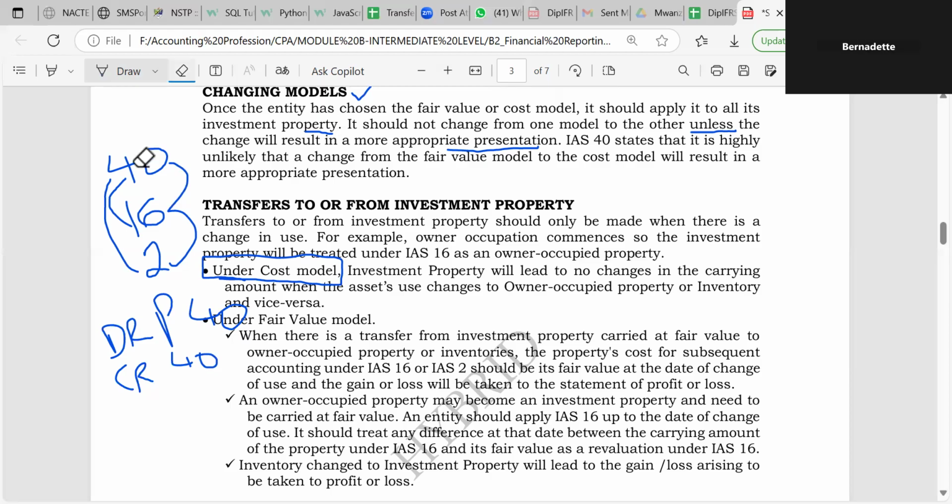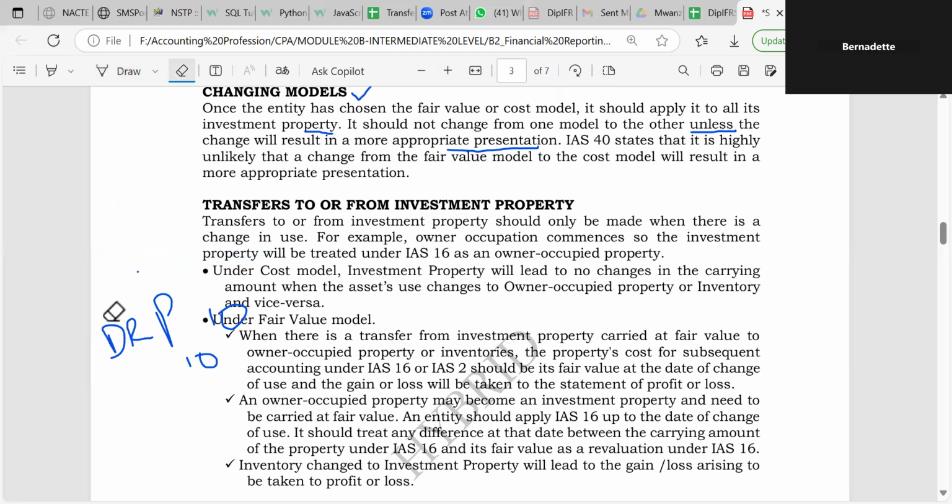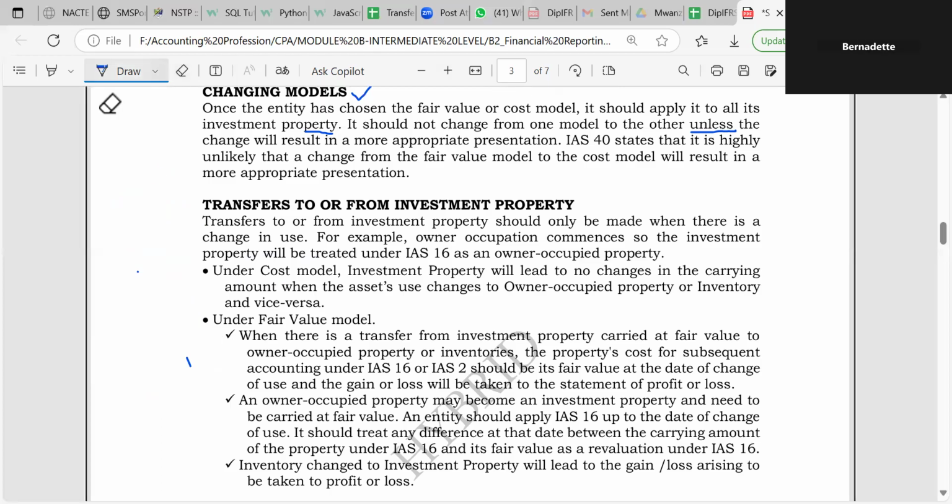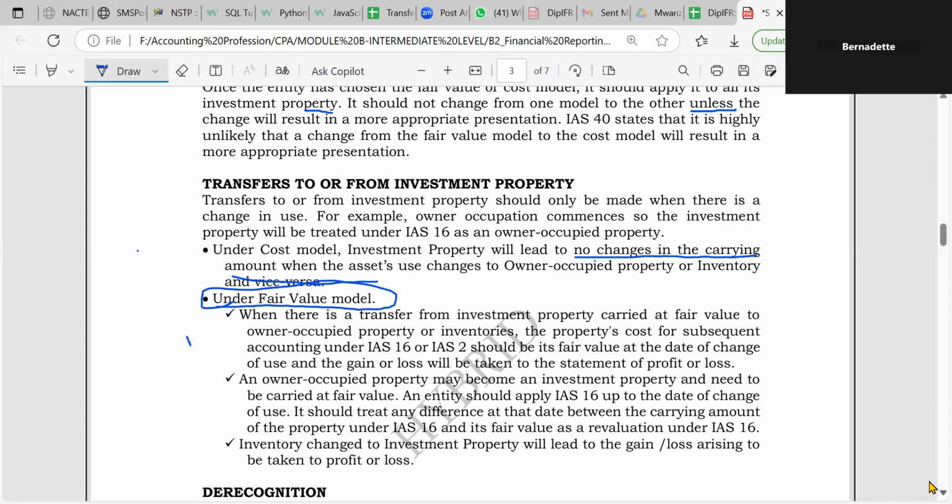But now, the significance of these transfers comes when we use the fair value model, when the fair values are actually involved. That's why in the cost model, investment property will lead to no changes in the carrying amount. And so, if this is the case, there would be no gain or losses on the change. But now we go to our point. Our point is on the fair value model. Okay, let's read now.